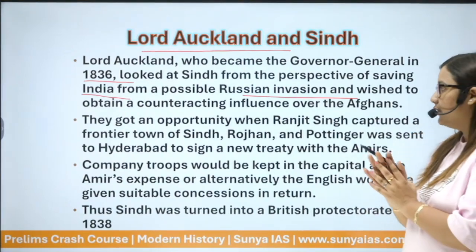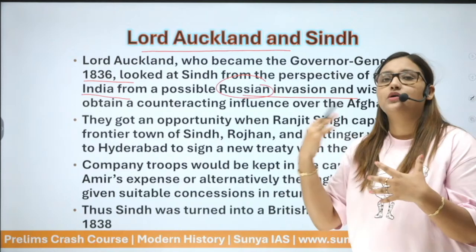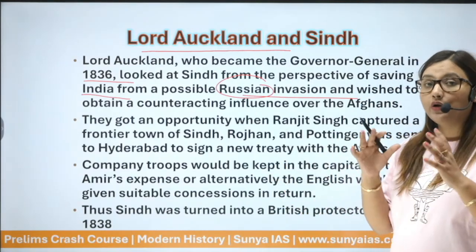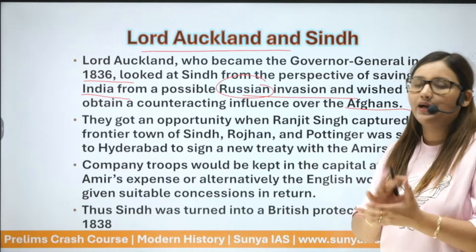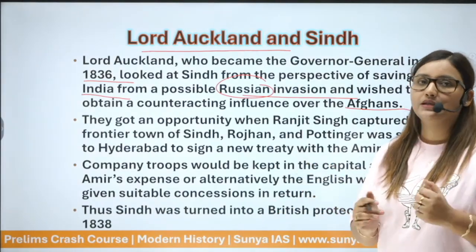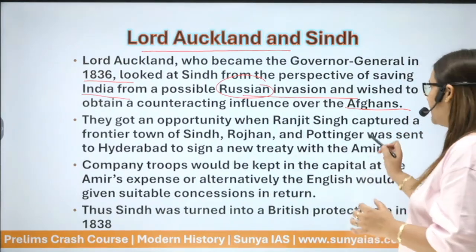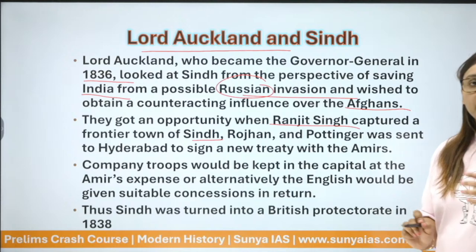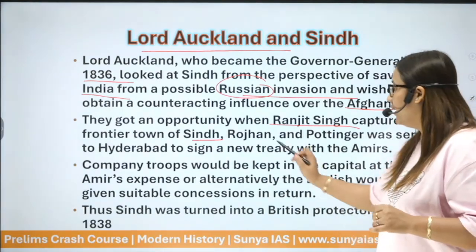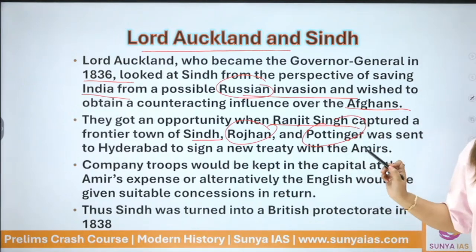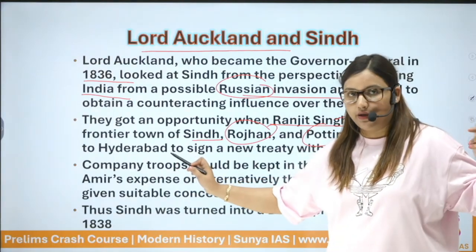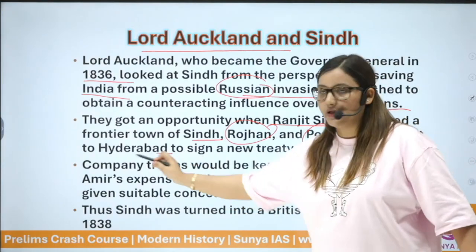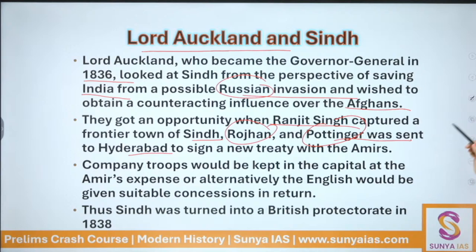So that's why they wanted to stop the Russian invasion, because at that time there was a possible Russian invasion in their mind, and also to influence Afghans, because Afghans are neighbors, right? To influence Afghans also and to have some control in that area, Auckland wanted to have some peace in the Sindh area. So they got this opportunity when Ranjit Singh captured the frontier town of Sindh. Okay, he captured a very important town of Sindh, which was Rojhan. And Pottinger was sent to Hyderabad. This Hyderabad is not the one in India, it is the one that is now in Pakistan, okay? There is another Hyderabad on the northwestern side, so he was sent there, and Pottinger went and signed a new treaty with the Amirs, meaning the Amirs of Sindh.